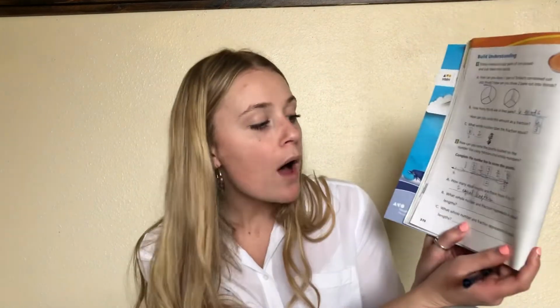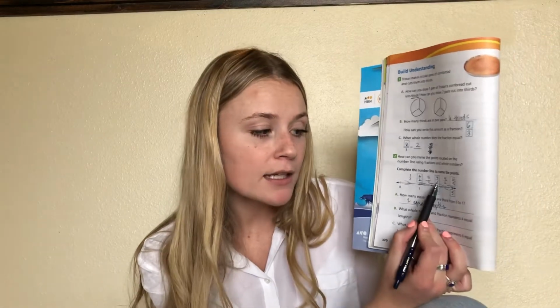Part B says, what whole number and fraction represents 4 equal lengths? That was right here. We have 4 equal lengths. So that was 4 over 2, which is the same as the whole number 2. I'm going to write the and symbol in between. What whole number and fraction represents 6 equal lengths? Well, we went all the way to 6 equal lengths. That would be 6 over 2, which is the same as 3 whole groups.